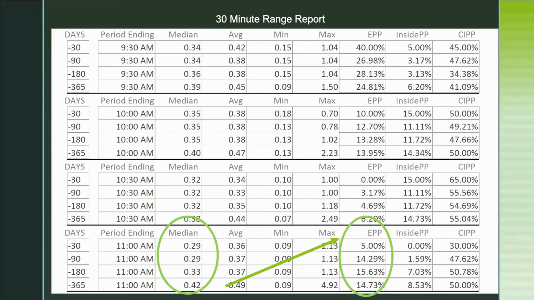Well, if you look here at this 11 o'clock slot, we have a 5% EPP. So this bar in the past 30 days has only encompassed the previous bar 5% of the time. And there's a decent median range. So again, if we invert the stat, the inverted 5% means there is a 95% chance that it will not go to the other end of the previous 30-minute period. That makes it a protected area.